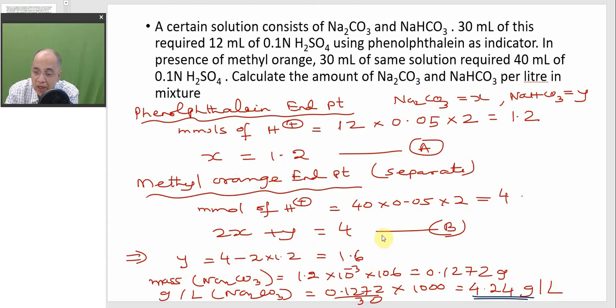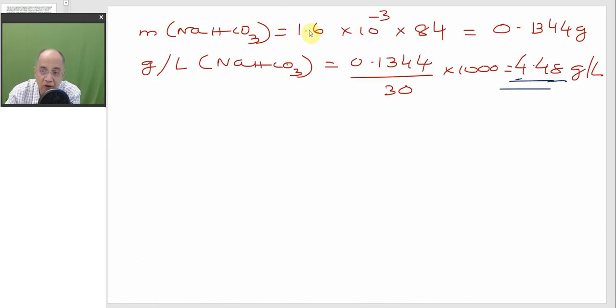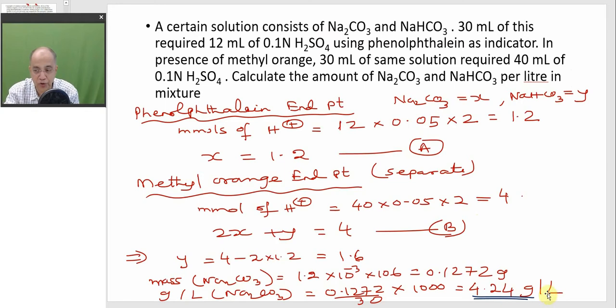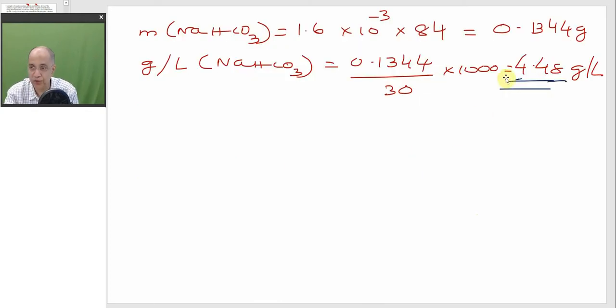They convert into mass. Y was sodium bicarbonate. X was 1.2 millimoles into 106 grams, and so the grams per liter is equal to this divided by 30 milliliter, which was its original solution volume, into 1000. That will be giving its strength in grams per liter. Similarly, we can go for the mass of sodium bicarbonate, and its strength in grams per liter is 4.48 grams per liter. So the same solution has 4.24 grams per liter sodium carbonate and 4.48 grams per liter sodium bicarbonate, right?